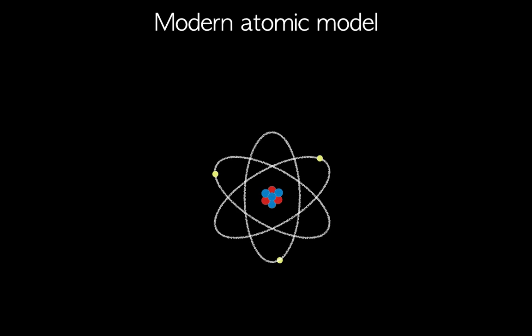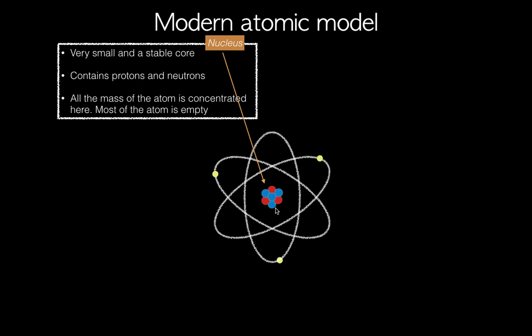Now let's look at the modern atomic model. At the center of the atom, there is a small but stable core. This is called the nucleus. The nucleus contains protons and neutrons. All the mass of the atom is concentrated here. So what it means is outside of the nucleus, there is hardly any mass in the atom.